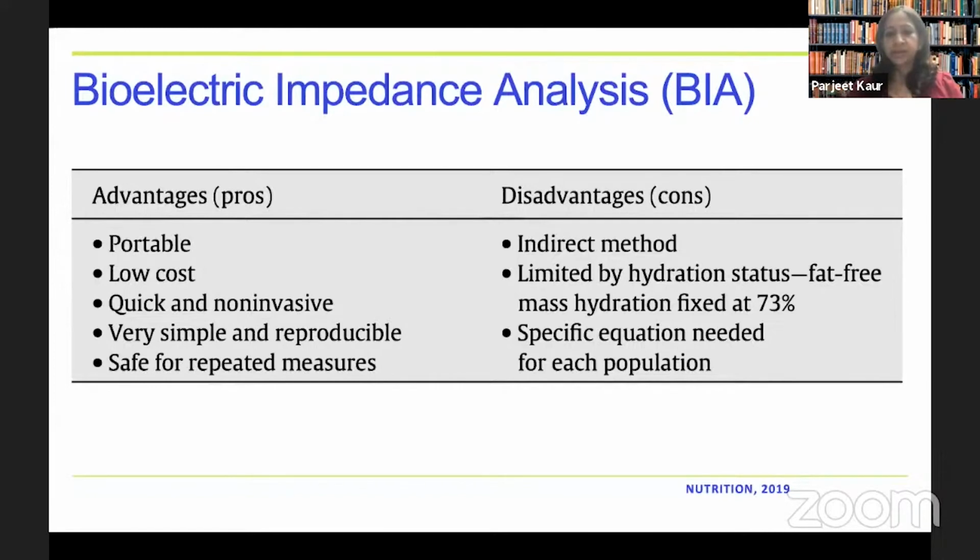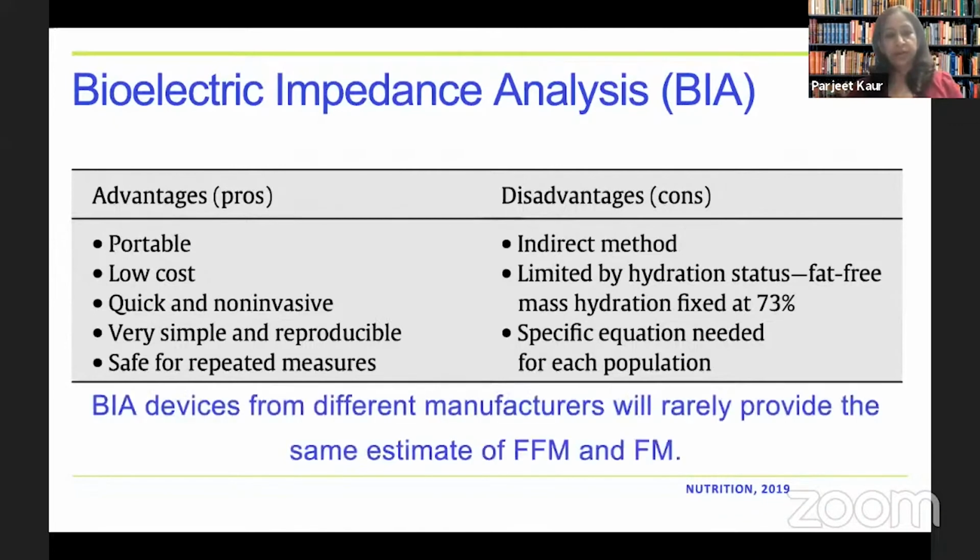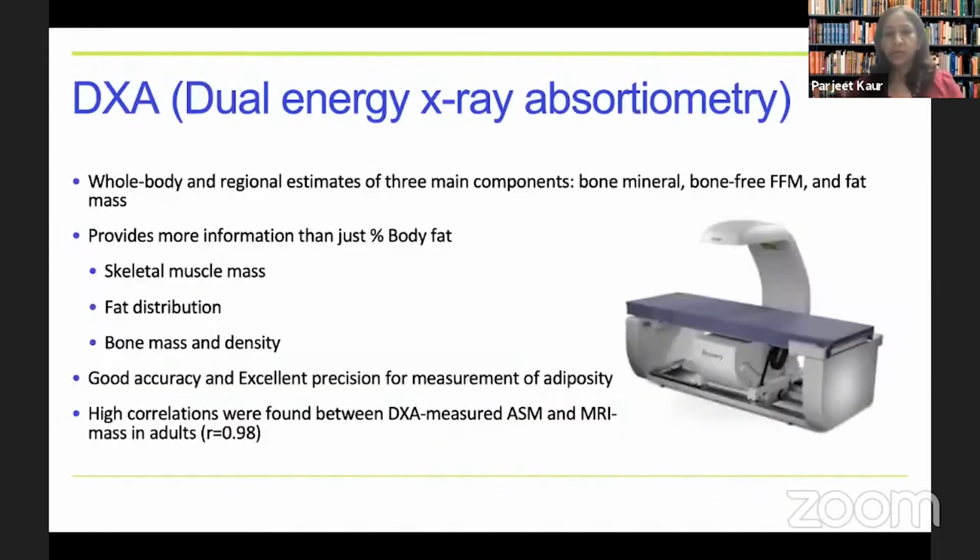However, the disadvantage is that it's an indirect method, limited by hydration status. This is very important. Hydration varies, and is not reliable even in children, because in children this is not fixed at 73%, and you need a specific equation for each population. So that again makes the accuracy a little bit problematic. And again, there are various manufacturers, and the BIA devices from the various manufacturers will differ. So if you measure body fat percentage from one BIA machine and do it on another one, it can differ a lot. So you need to follow up on the same machine.